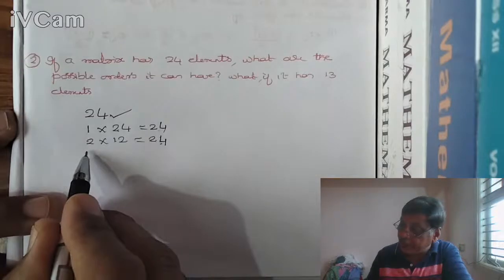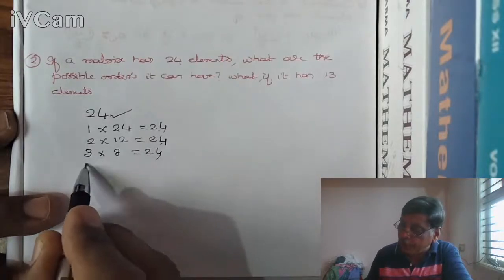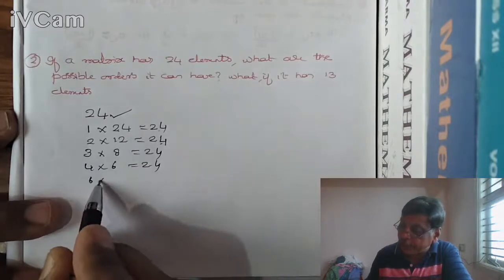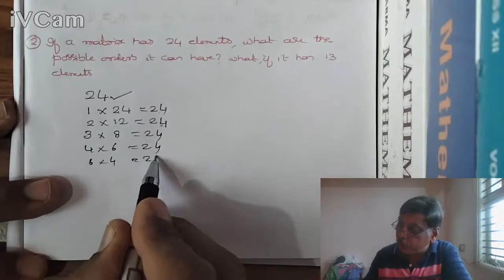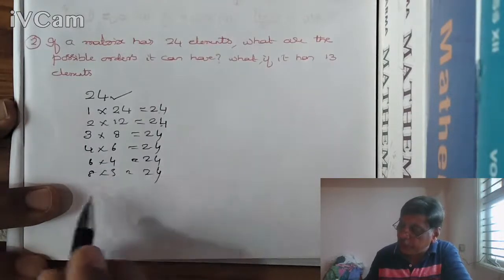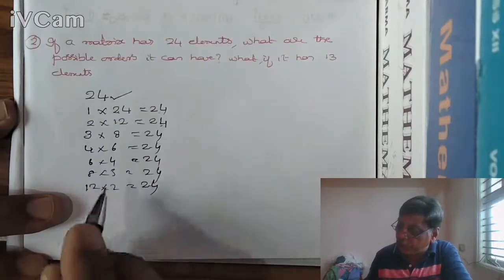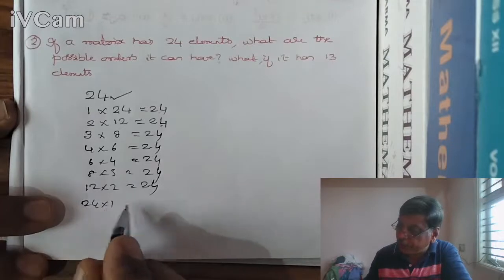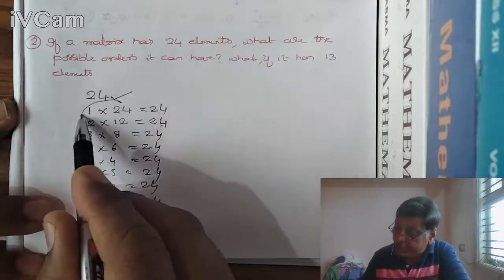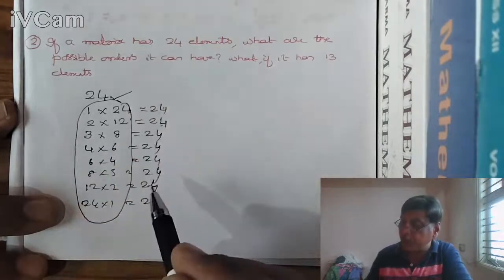Similarly, 3 into 8 gives 24. Next 4 into 6 gives 24. Next 6 into 4 gives 24. Next 8 into 3 gives 24. Next 12 into 2 gives 24. Next 24 into 1 gives 24. In all these cases the product of two numbers gives 24.